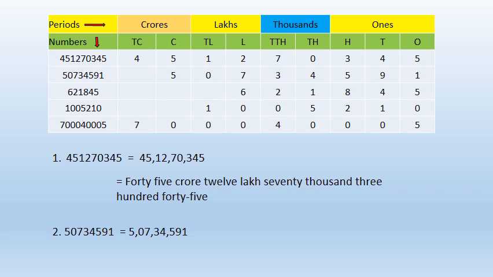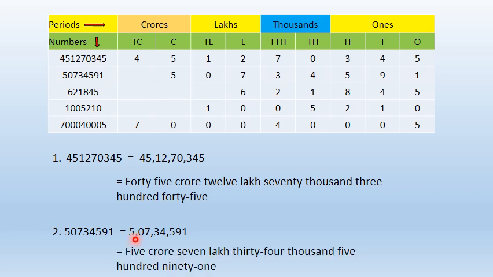Second one, we have written the number, we have placed the commas. So 591 is ones period, 34 is thousand period, 07 is lakh period and 5 is crore period. So we are going to write it as 5 crores, 07 becomes 7 lakh, 34 thousand and 591. Let us take the third example.